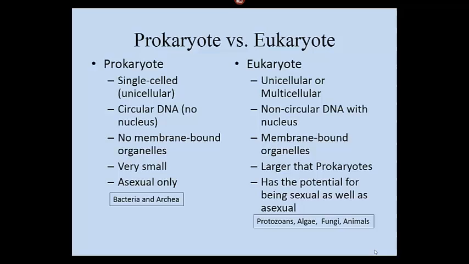Those can be either unicellular or multicellular. They have non-circular DNA that is held within the nucleus. They have those complex membrane-bound organelles like chloroplasts that are present in photosynthetic eukaryotes and mitochondria that are present in all eukaryotic cells. They are larger than prokaryotes, and these have the potential for being sexual. That's their primary mode of reproduction for the vast majority of the eukaryotic species, but there are some asexual species as well.